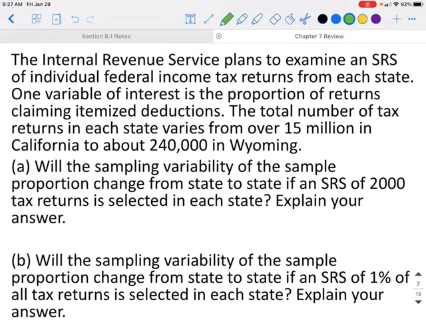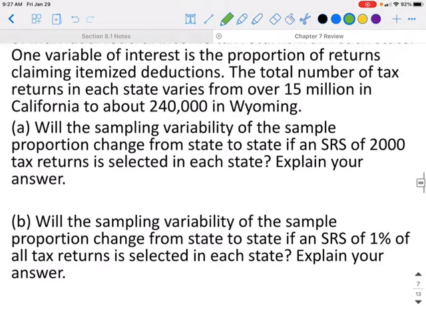Explain your answer. As long as the sample sizes are the same, the variability should also be the same. The variability only changes if the sample sizes are different.